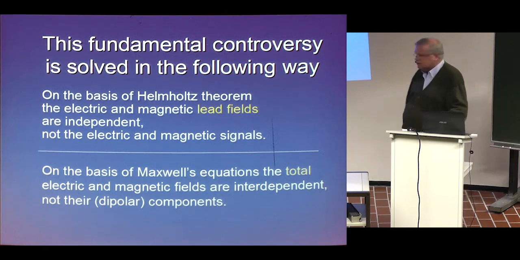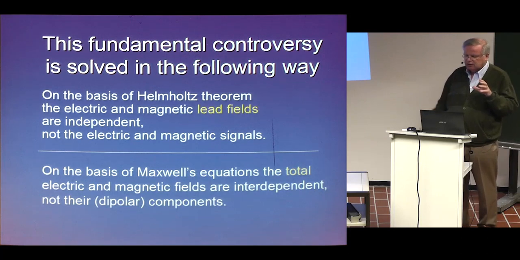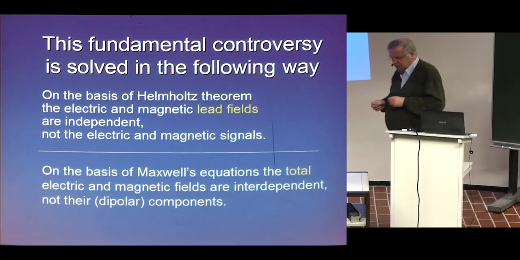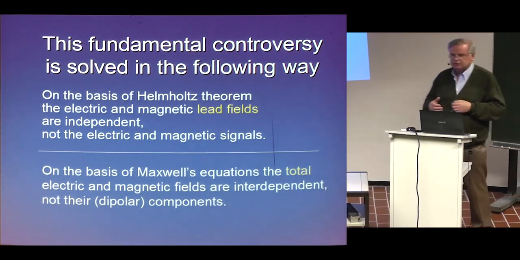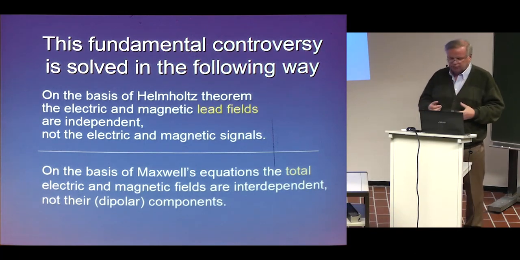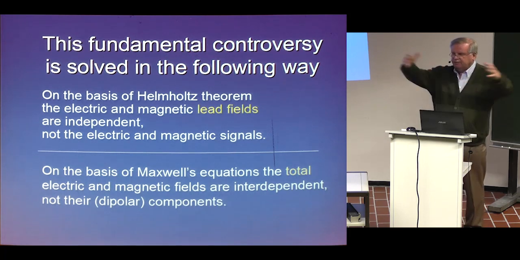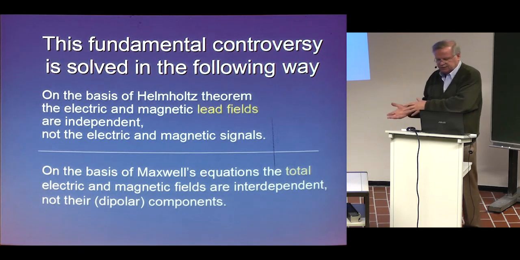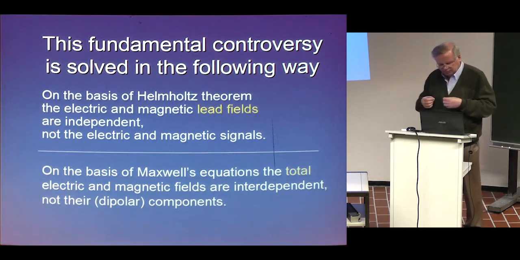So Maxwell was a smart guy as well. If you know the total electric field, on the basis of Maxwell's equations, you are able to calculate the magnetic field. And if it is possible to calculate them from each other, they are fully interdependent. So what is the situation? The trick is that when measuring the bioelectric field, like the field of the heart, we are not able to measure the total field. We usually measure the dipolar component. And from the dipolar component of the electric field, it is not possible to calculate the dipolar component of the magnetic field. But if we know the total electric field everywhere in space and also inside the heart, from that information we are able to calculate the total magnetic field, which means that the total fields are interdependent, but for instance the dipolar or quadrupolar components are partially independent.